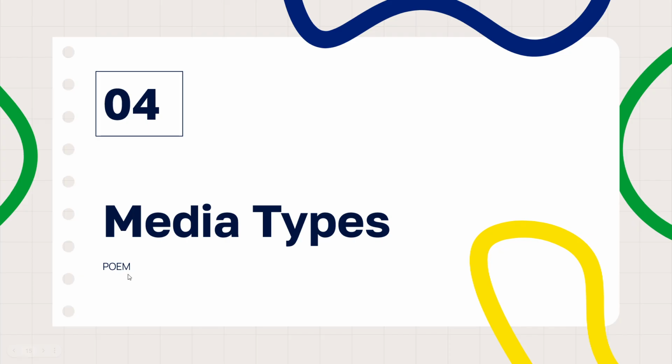And then there's media types. POEM will be easier to remember, so it's also called POEM. The types of media that we can deal with, say multimedia, are text, graphics, and other forms of media. That's a different classification of media.